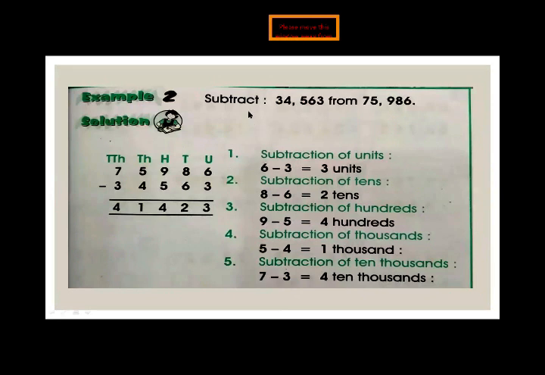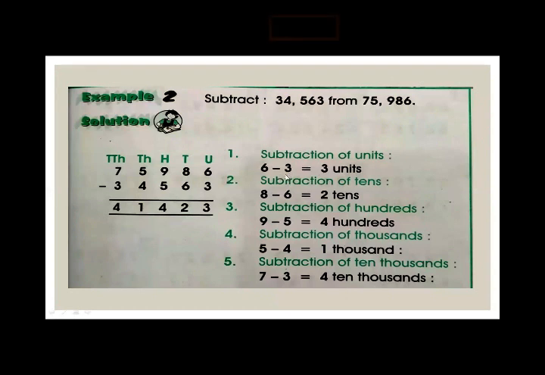Example number 2. Subtract 34,563 from 75,986. Here you see 5-digit subtraction. 5-digit subtraction means subtraction up to 10,000. Starting from units, first of all, you need to place the digits in vertical form. 34,563 subtracted from 75,986. When you start from units, 6, first of all, come to units place.